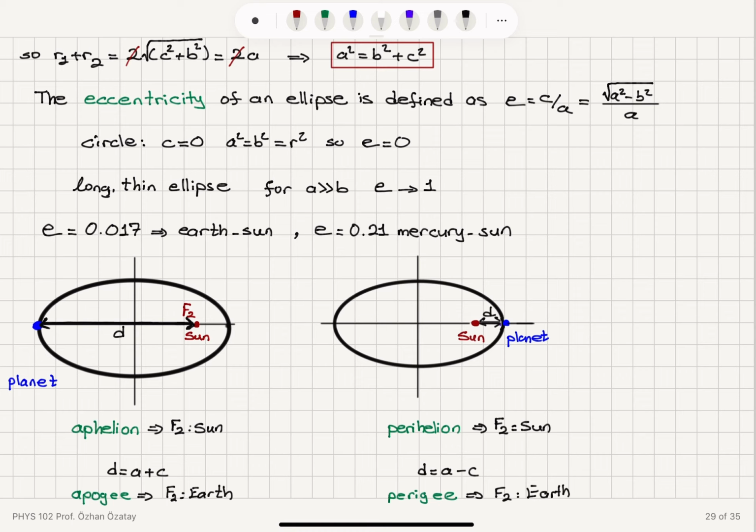For a long, thin ellipse, we have a much greater than b, so the b term can be ignored. So you can see that the square root of a squared over a turns into 1. So an eccentricity of 1 defines a long, thin ellipse. For the Earth-Sun system, the eccentricity is rather close to 0: 0.017. For the Mercury-Sun system, it is more elliptical: 0.21. So you can see that the Earth-Sun orbit is closer to a circular orbit.